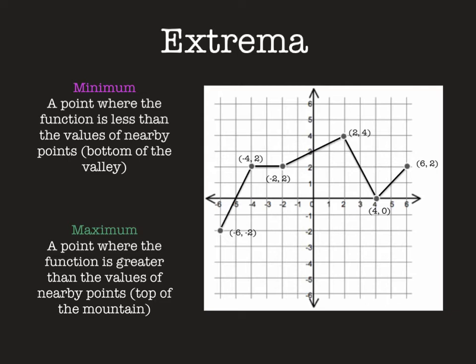So minimum is obviously the value that's less than everything else around it. Maximum is obviously going to be the value that's greater than everything else around it. Now personally, I always use the phrases the bottom of a valley or the top of a mountain. And that should make sense if you think about maybe like a parabola. You either have your vertex on the bottom or on the top. So we're going to look for maximums first, and that's going to be a top of a mountain type thing.